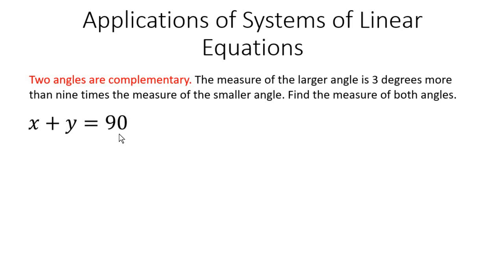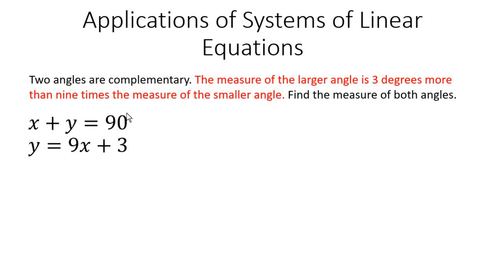That's one equation. As a second equation, I'll look at this second sentence. The measure of the larger angle, which I'll call y, is, which translates to the equal sign, 3 degrees more than 9 times the measure of the smaller. 3 degrees more means add 3. And what I'm adding 3 to is 9 times the measure of the smaller angle, which is 9 times x.